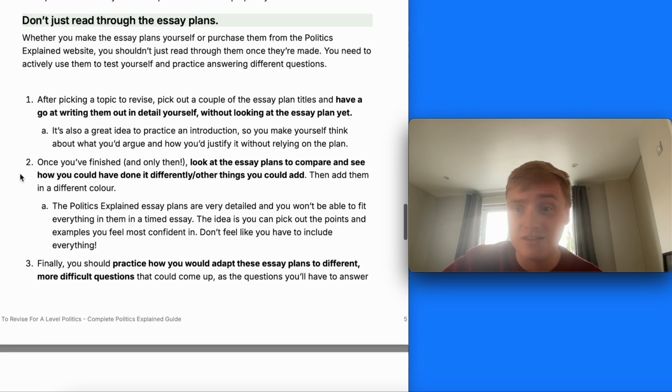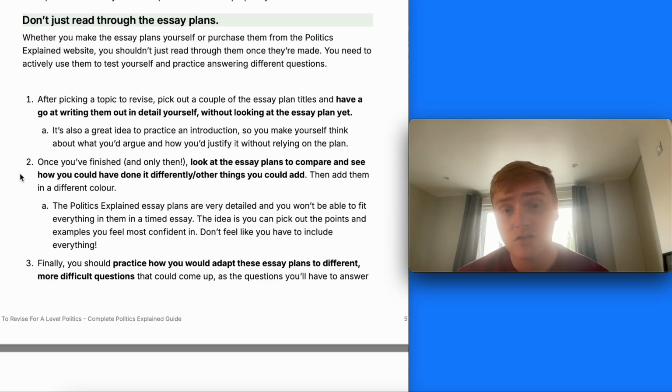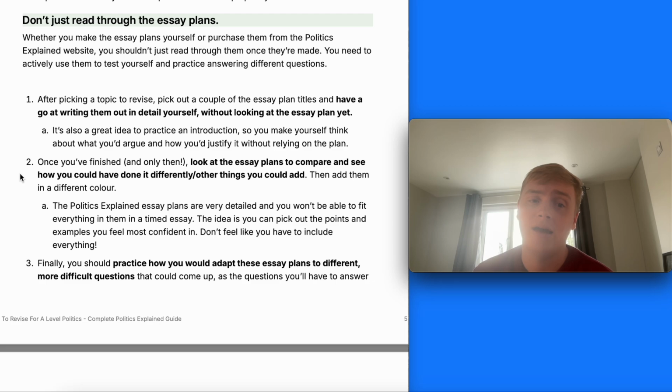Once you've finished practicing yourself, then and only then look at the essay plans to compare and see how you could have done it differently, or other things you could have added to the plan, and then add them in a different colour. The essay plans on the website are very detailed and you won't be able to fit everything in them in a timed essay. But the idea is that you can pick out the points and examples you feel most confident in. So don't feel like you have to include everything or completely structure it in the same way as those plans. There are different ways you can answer essays, but they should help you compare and think of things you could add.